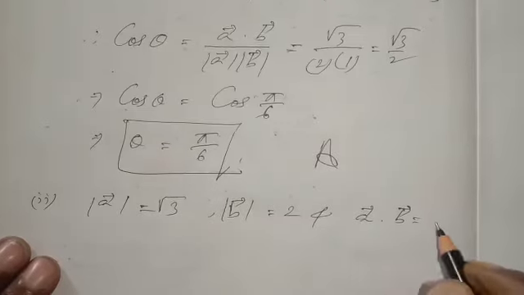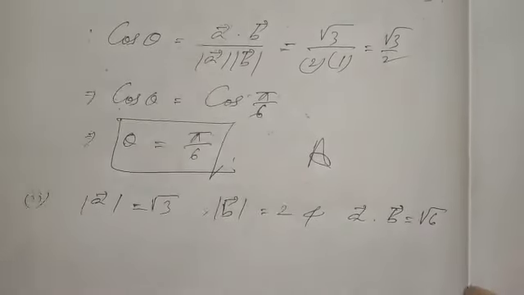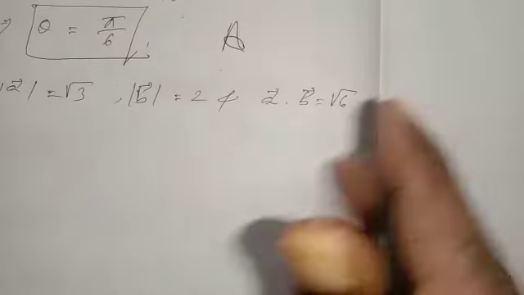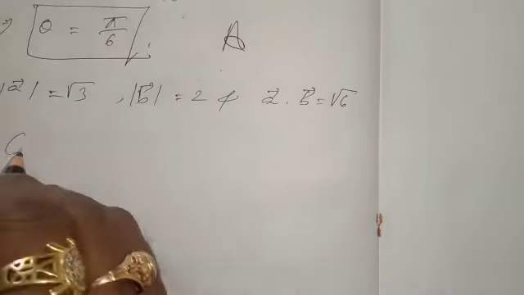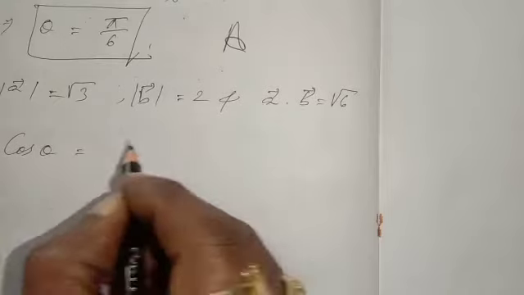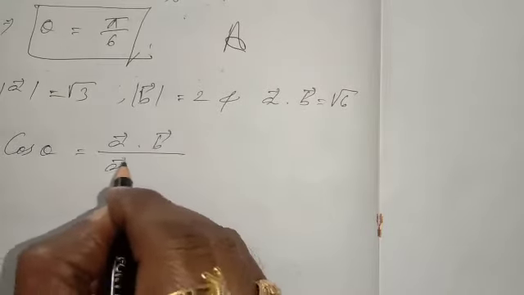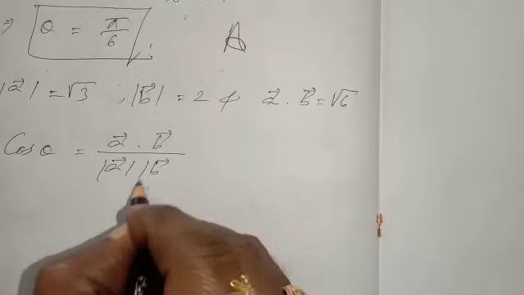A dot B is given as root 6, and you have to find the angle between the two vectors. Let theta be the angle between vectors A and B. Then cos theta is equal to A dot B divided by the magnitude of A times the magnitude of B.